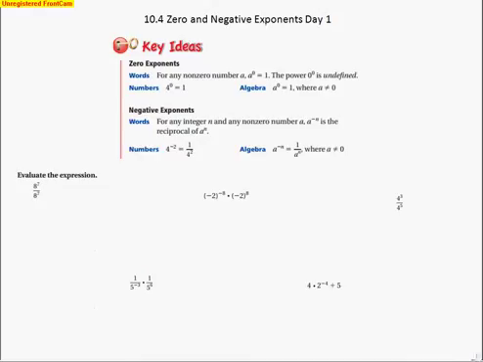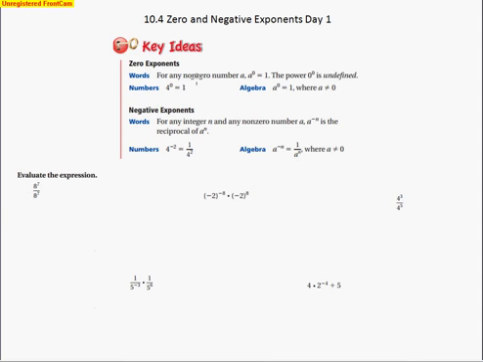This is the tutorial for Chapter 10, Section 4, zero and negative exponents, day number 1. So on our first problem here, we're going to end up evaluating the expressions. And so what that means is we're just going to come up with a one-number answer. It can have exponents in there sometimes, depending on how big the number is. If the numbers are small enough, we'll go ahead and multiply them out.